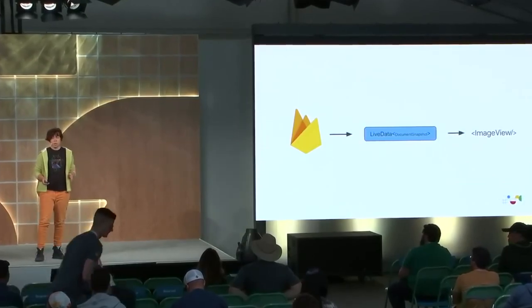Also, document snapshots are a Firebase-specific data type. And we really want to make it so that the UI code has no concept that we're using Firebase in the data layer, and we want to not be communicating that back up. So it'd be really great if we could have that live data emitting something that was not Firebase-specific.